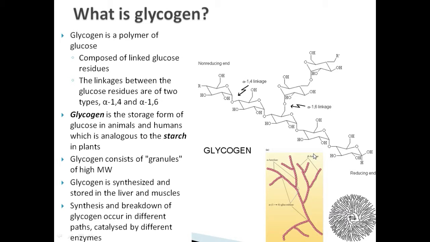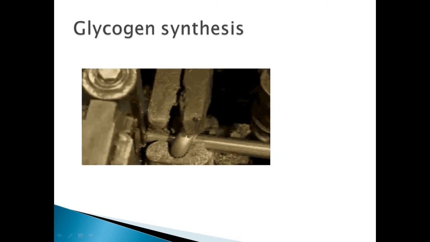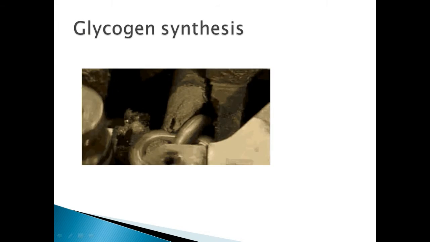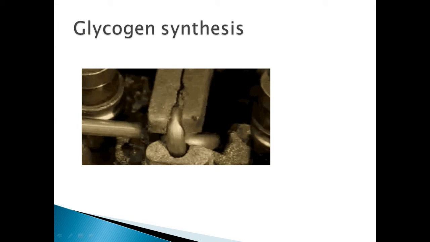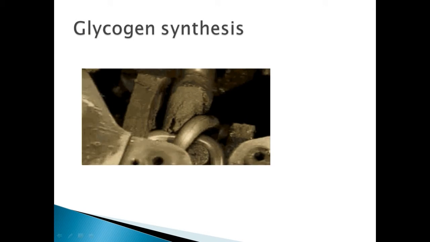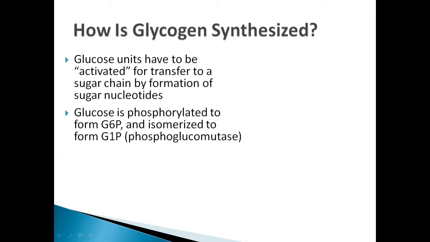The synthesis and breakdown of glycogen occur in different paths, and they are catalyzed by completely different enzymes. So unlike with glycolysis and gluconeogenesis that we've spoken about, these are not amphibolic pathways because they occur by completely different paths, the making and the breaking of glycogen, if you will. So I like to think of the synthesis of glycogen as adding linkages to a chain.